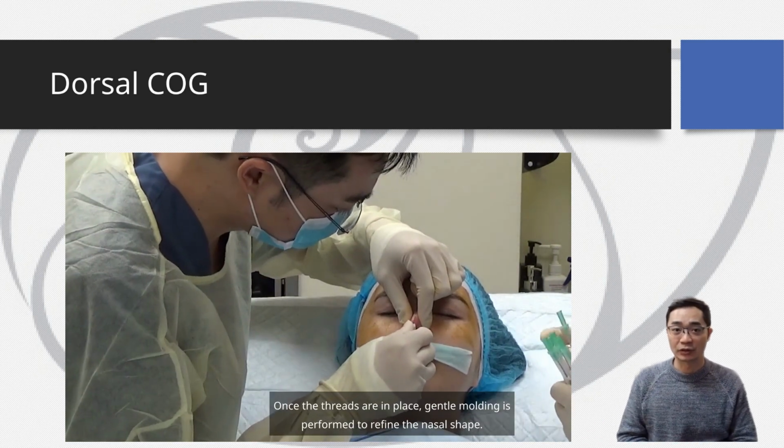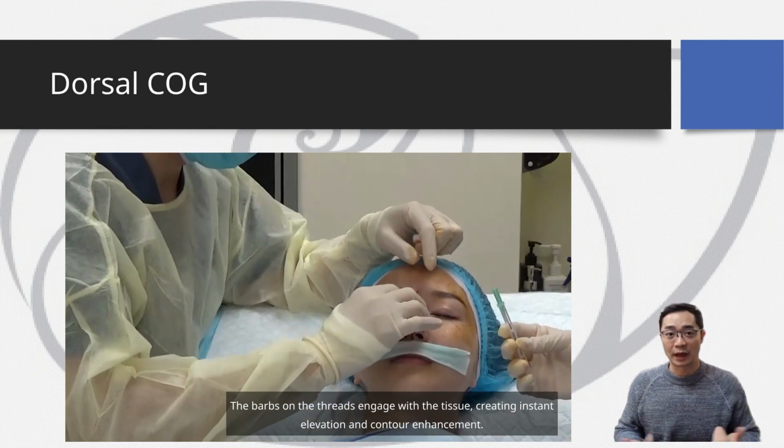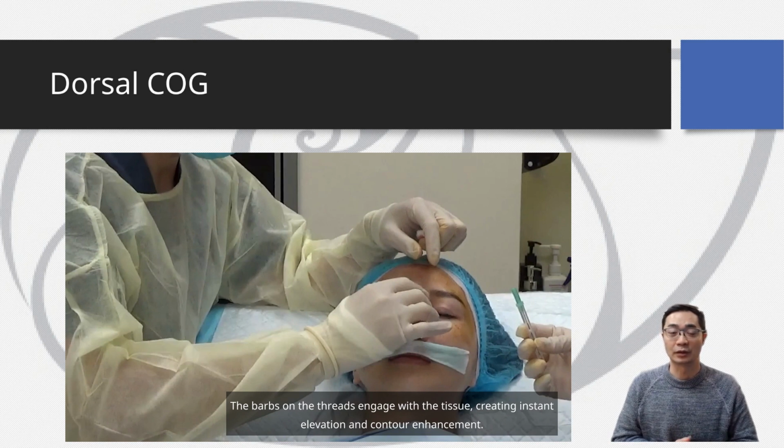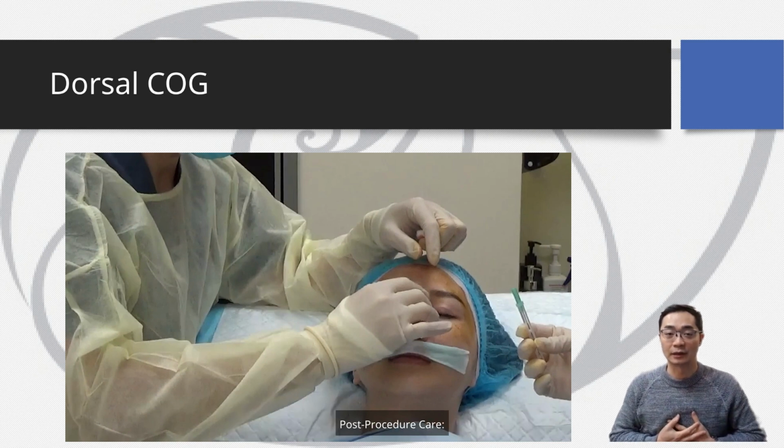Adjustment and securing the threads. Once the threads are in place, gentle molding is performed to refine the nasal shape. The barbs on the threads engage with the tissue, creating instant elevation and contour enhancement. Any excess thread is trimmed, and the insertion site is cleaned.